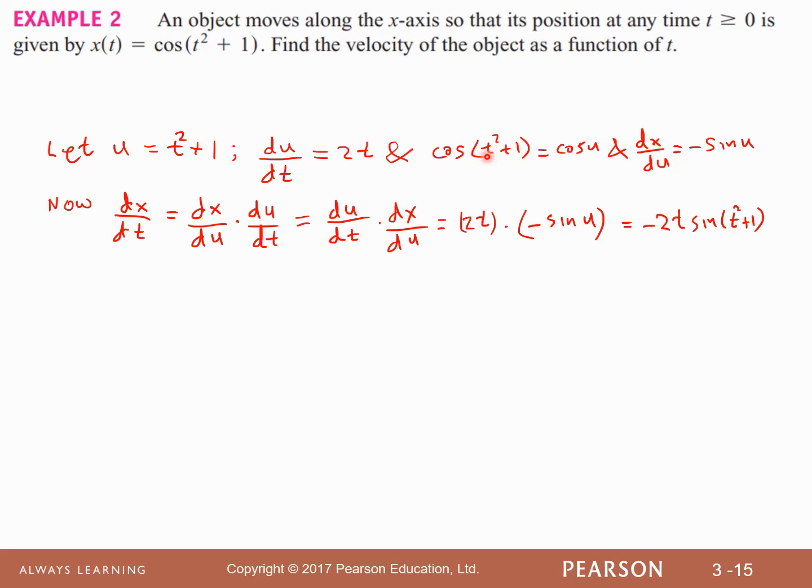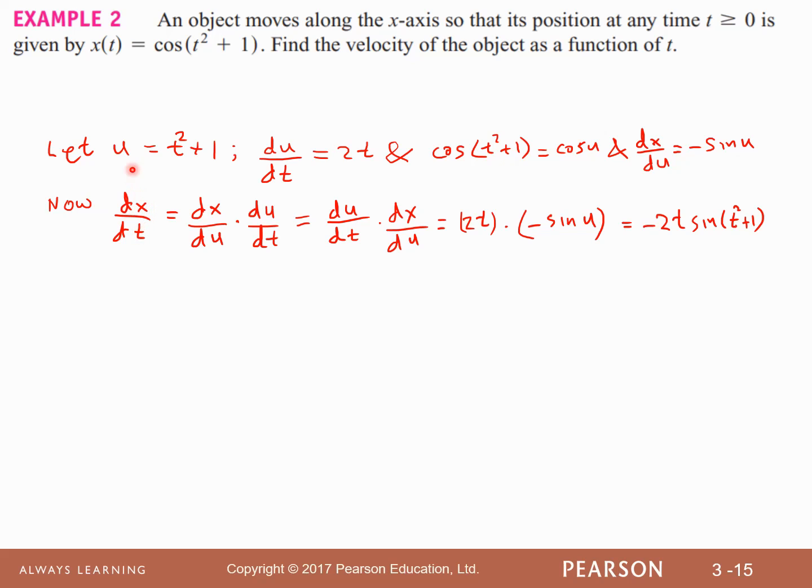If u is equal to t squared plus 1, then cosine of t squared plus 1 is equal to cosine u. And we know cosine of t squared plus 1 is equal to x of t. So x of t will also be equal to cosine u. If x of t is equal to cosine u, then dx by du is equal to negative sine u.